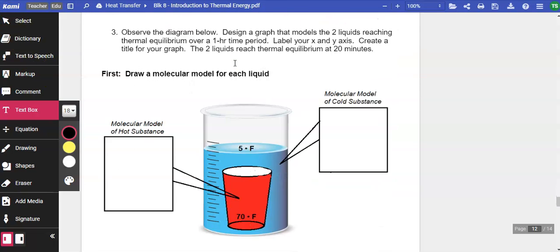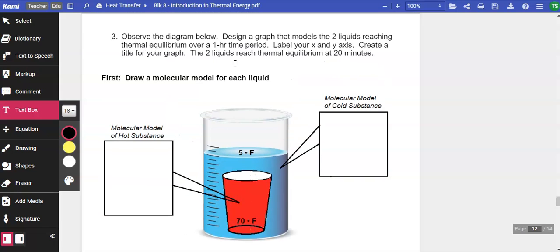Okay, go ahead and scroll down to page 12, please. Now on page 12, we have a whole new scenario here. We have a system. This is a big beaker, small beaker system. The big beaker is holding a very cold liquid at 5 degrees Fahrenheit. Usually we associate the color blue with coldness.